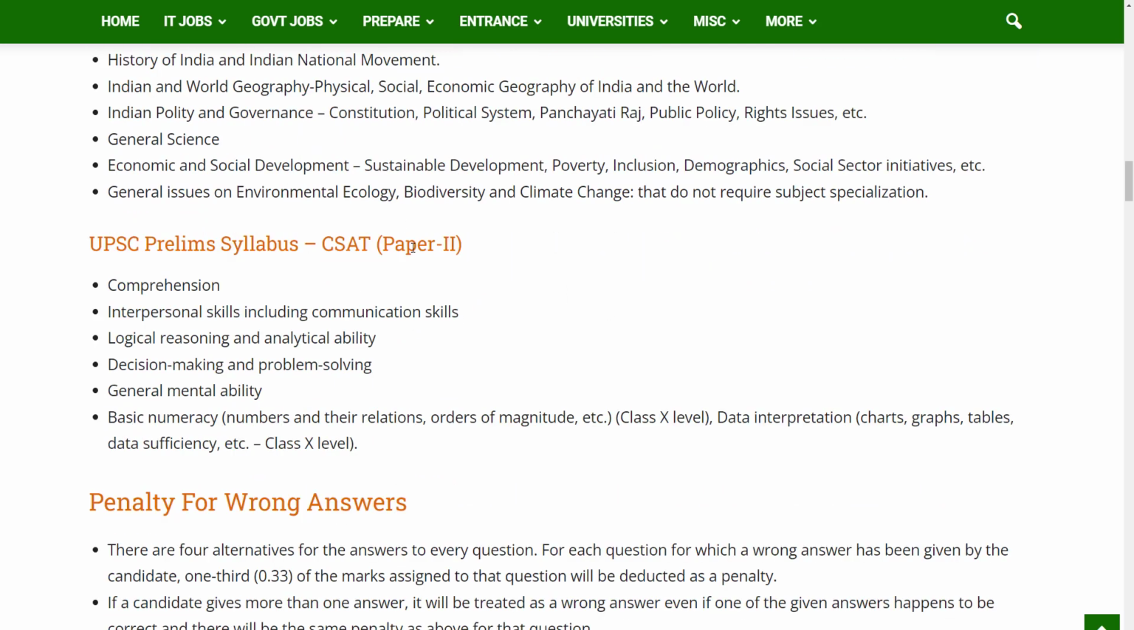And looking at the preliminary examination Paper 2 syllabus, CSAT, you will have questions on comprehension, interpersonal skills including communication skills, logical reasoning and analytical ability, decision making and problem solving, general mental ability, basic numeracy, numbers and their relations, orders of magnitude, etc. Data interpretation and data sufficiency are from 10th class level.